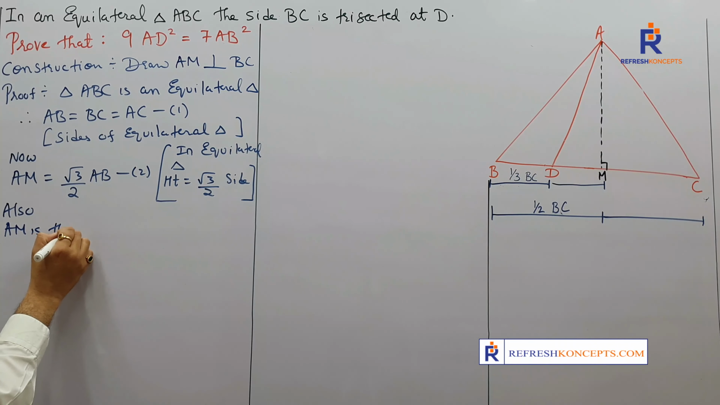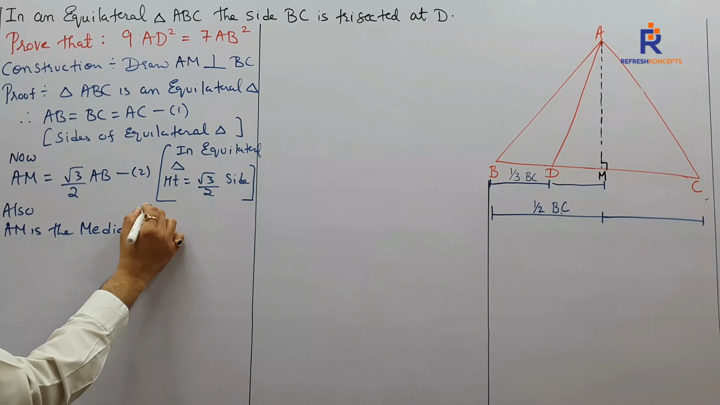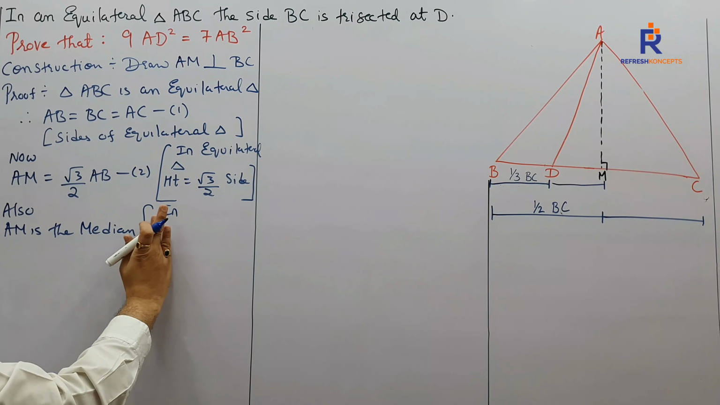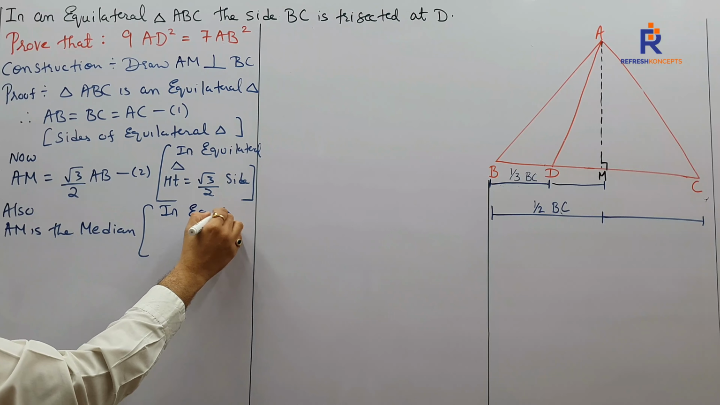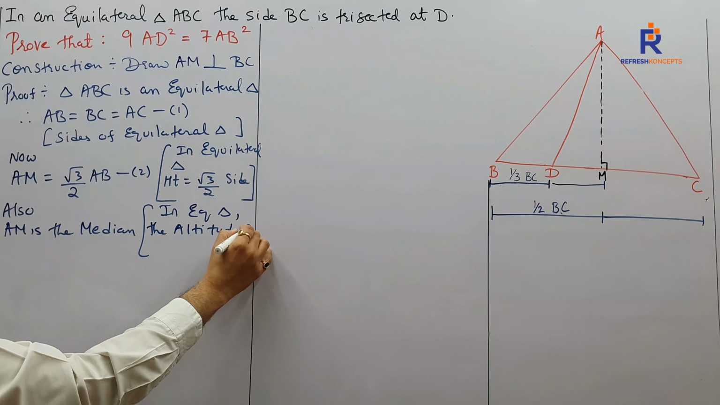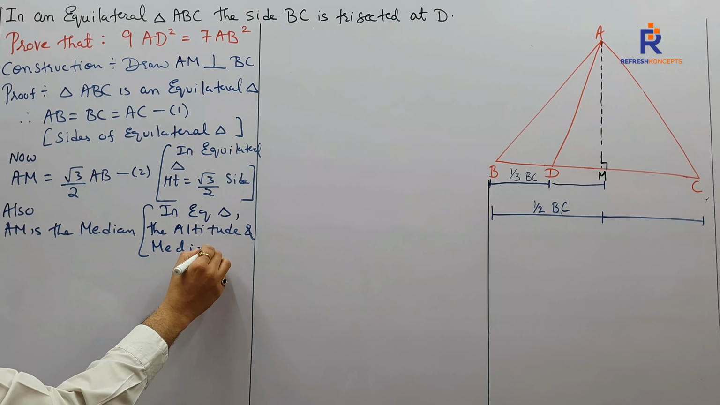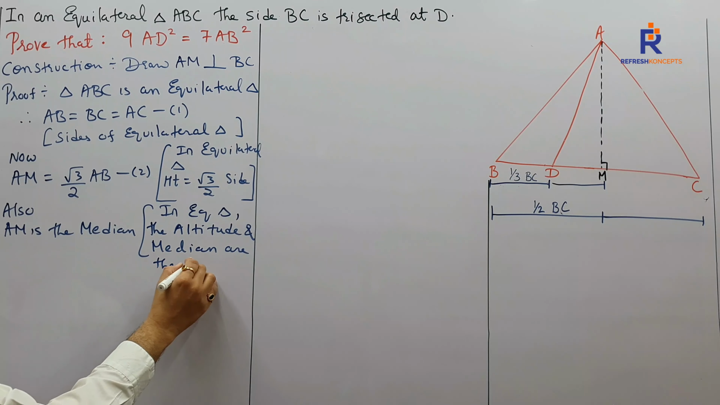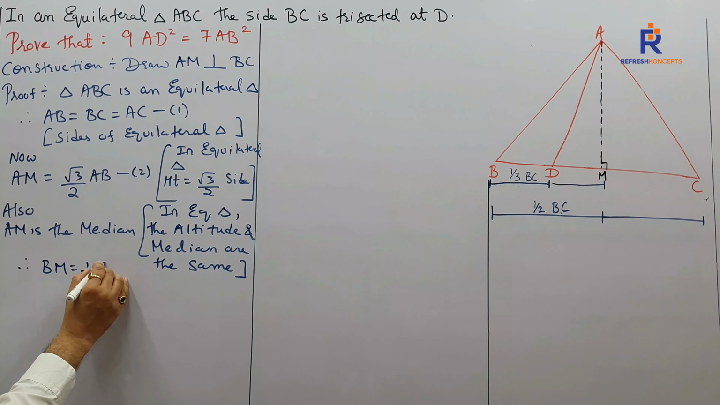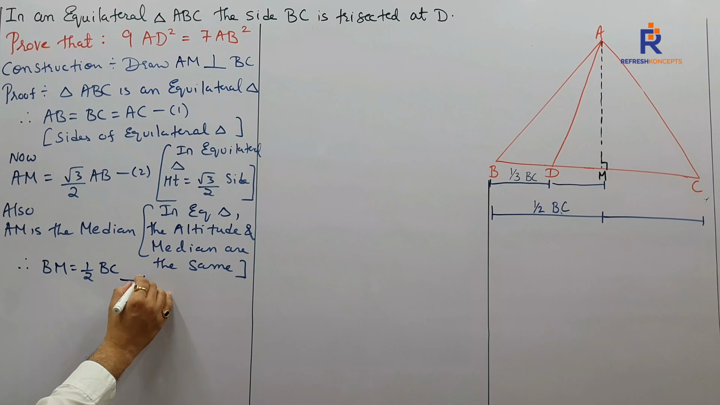Also, AM is the median. I give you the reason. In an equilateral triangle, the altitude and the median are the same. AM is the median, therefore, can we say BM is half BC? BM is half BC. Equation number 3.